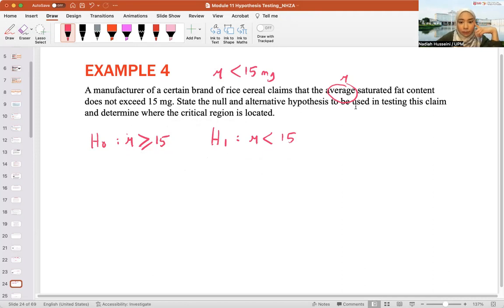State the null and alternative hypothesis to be used in testing this claim and determine where the critical region is located. So previously I talked about using a number that is closest to H1, but is still within H0, or the null hypothesis. I don't know if you guys still remember that. So that value is called the critical value. Let me just refresh you on that one. A critical value is a value within the H0 range, but is the closest to H1.